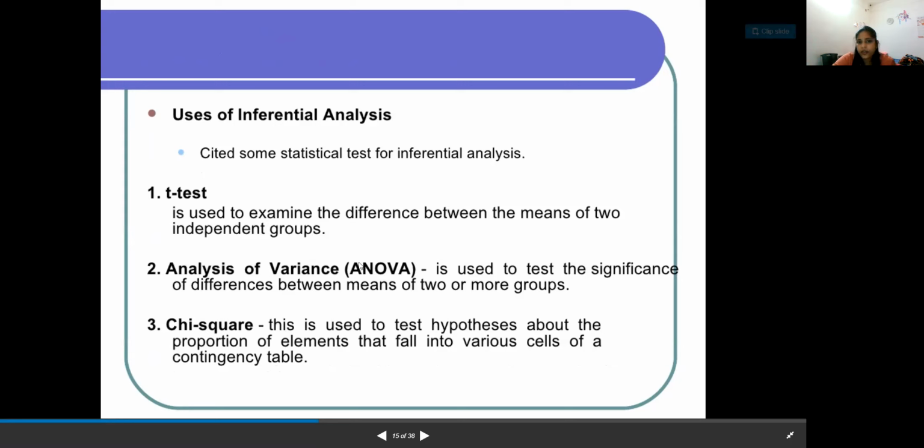And next you can see analysis of variance, the ANOVA test. It is used to test the significance or difference between the means of two or more groups. And then the chi-square test. The chi-square test is used to test the hypothesis about the proportion of elements that fall into various cells of a contingency table.